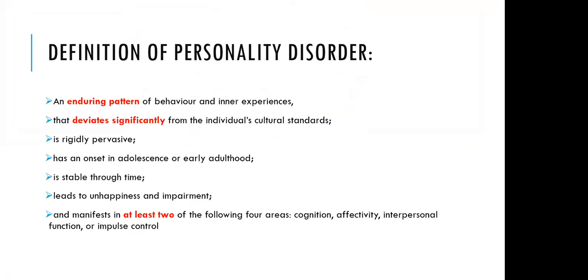So it is quite common and a chronic disorder in which approximately 15% of all psychiatric patients actually have a personality disorder. It also has an onset in adolescence or early adulthood, and leads to unhappiness and impairment, and manifests in at least two of the four following areas, which are cognition, affectivity, interpersonal function, or impulse control. So it involves more than one domain. Next.